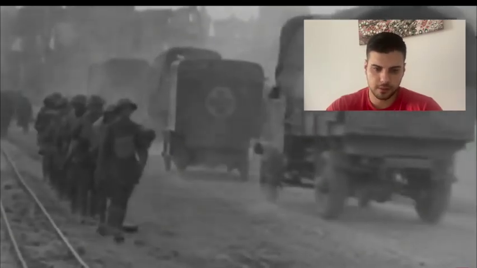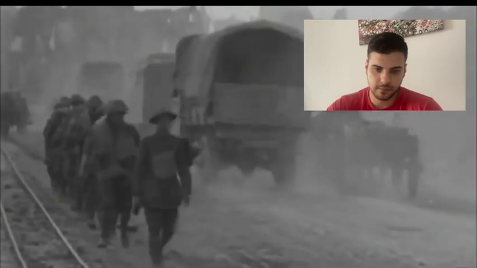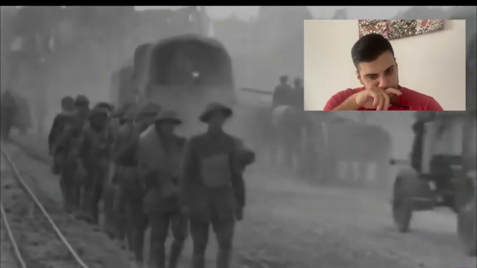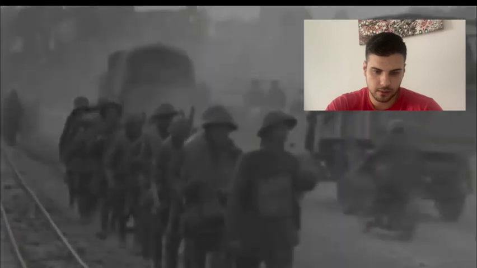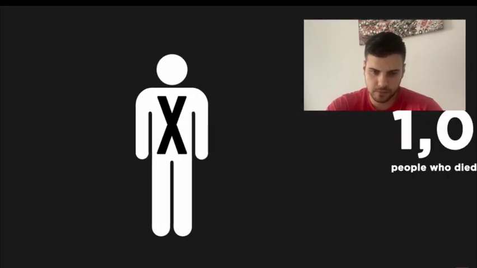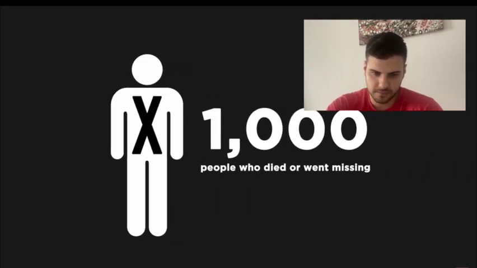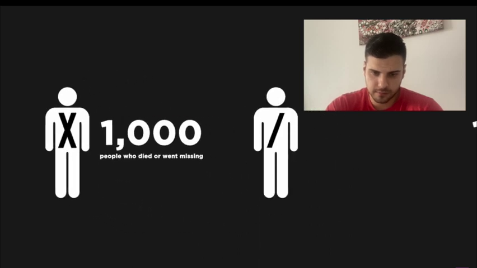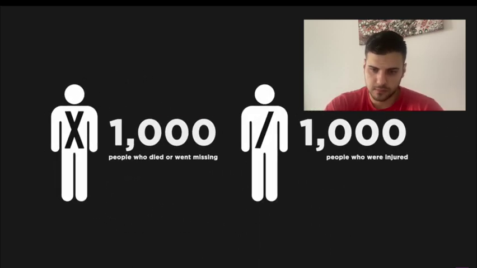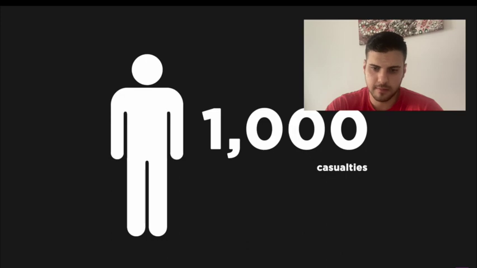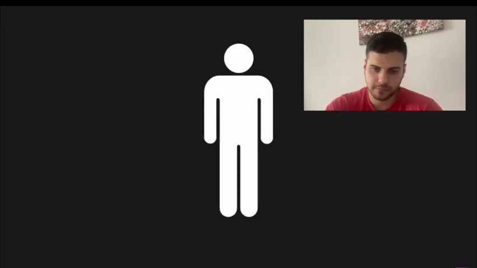A casualty can be a confusing statistic in war because it means that a soldier has been taken out of action, but not necessarily killed. Each of these models represents 1,000 people who died or went missing, while each of these models represents 1,000 people who were injured, which when combined equal the number of casualties. And we'll begin the counting with the United States.